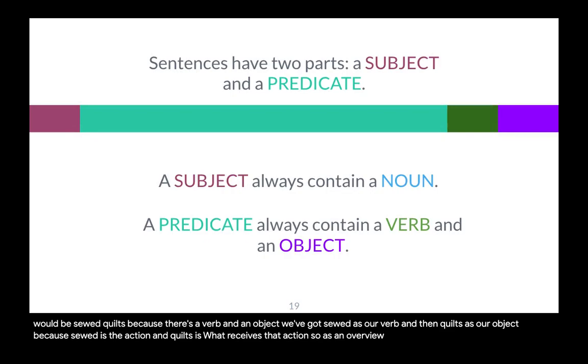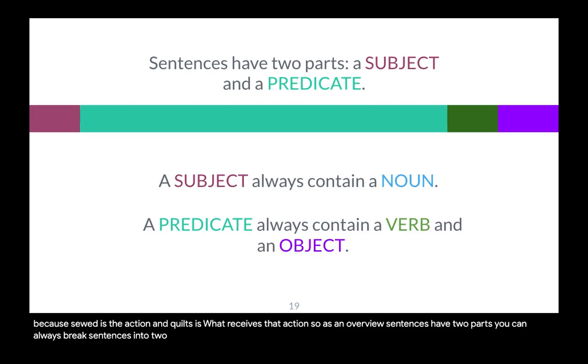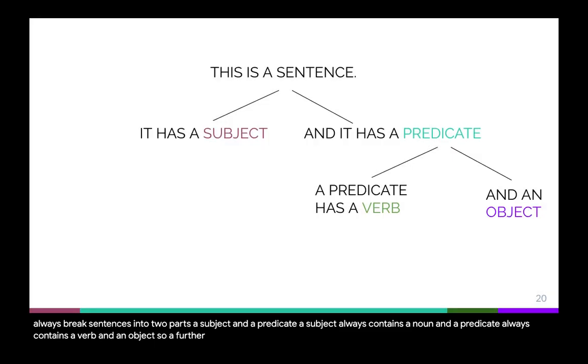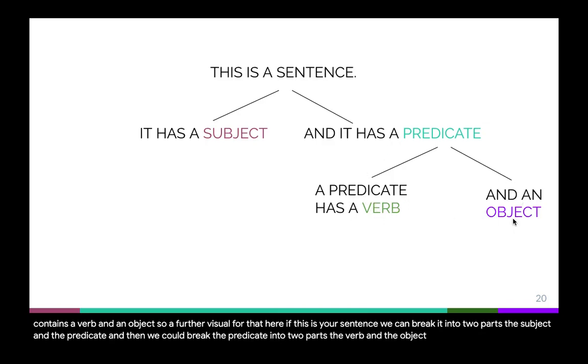So, as an overview, sentences have 2 parts. You can always break sentences into 2 parts, a subject and a predicate. A subject always contains a noun, and a predicate always contains a verb and an object. So a further visual for that. Here, if this is your sentence, we can break it into 2 parts, the subject and the predicate. And then we can break the predicate into 2 parts, the verb and the object.